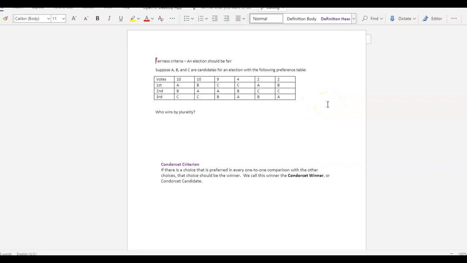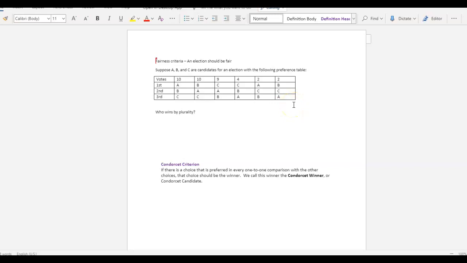So in this video, we're going to be talking about fairness criteria. And the idea about fairness is that any election that we hold should be fair. I think everybody can agree on that. We're going to see different fairness criteria, and we're going to start with something called the Condorcet Criterion.